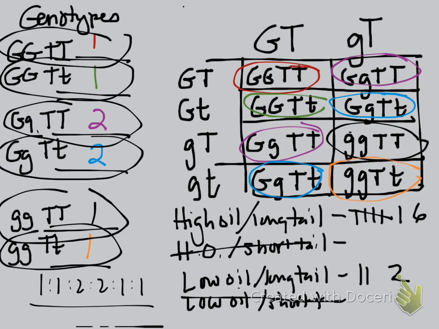Nobody in this family has short tails. None of their offspring would be predicted to have a short tail. They would have some who were high oil production, a few who were low oil production, but they would all have long tails.